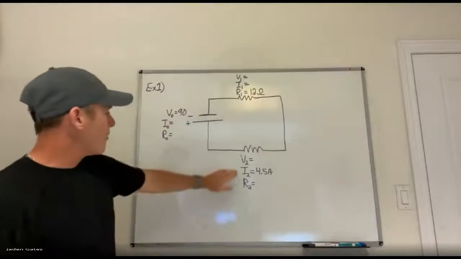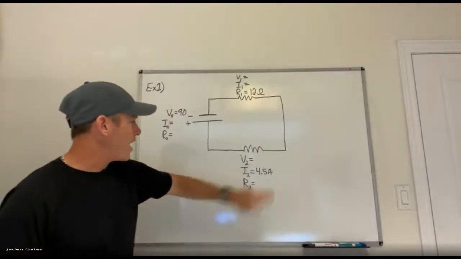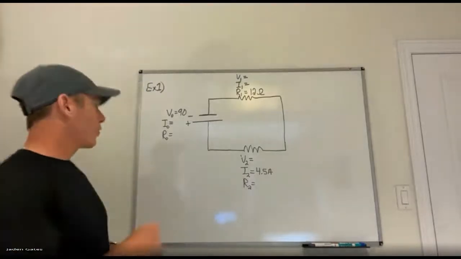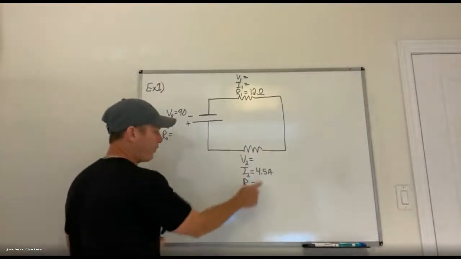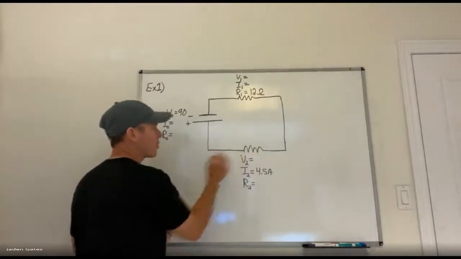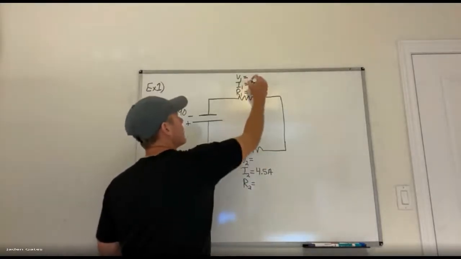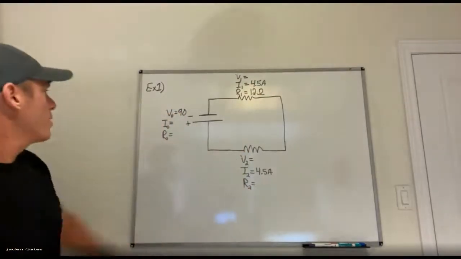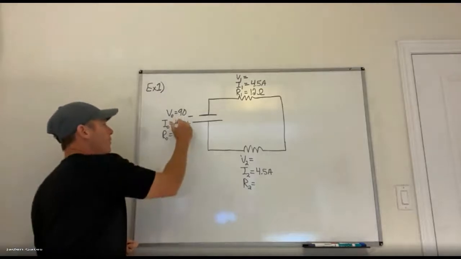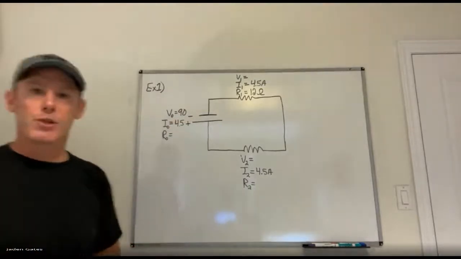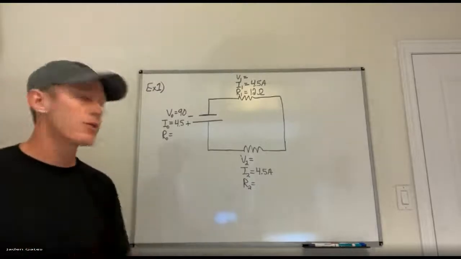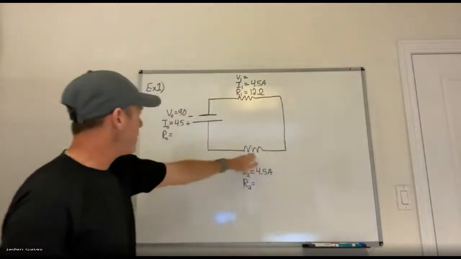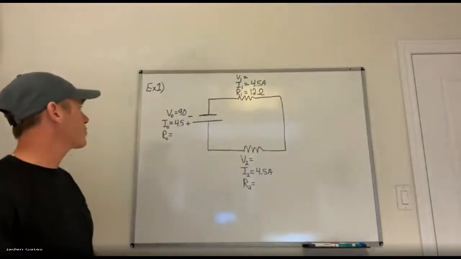Now, I see that I have a current of 4.5 amps. Because of Kirchhoff's current law, the current in is equal to the current out. So if 4.5 amps came into this circuit, then 4.5 amps also went through resistor number one, which also means 4.5 amps came from the source, because current is the amount of charges. So 4.5 went through, came out, went through this one, and returned back to the source.